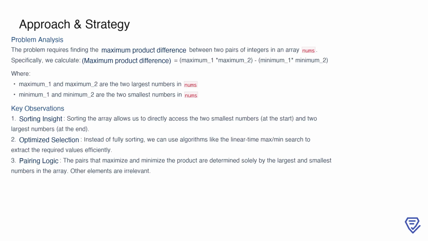Now, a key observation here is that sorting the array directly gives us these values, with the smallest numbers at the start and the largest numbers at the end. However, instead of fully sorting, we could also use an optimized linear time approach to find the two largest and two smallest numbers without sorting the entire array. Importantly, since only the largest and smallest values are relevant, the rest of the numbers in the array can be ignored entirely when forming these critical pairs.